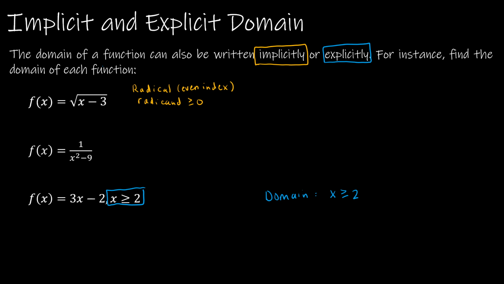So how am I going to determine the domain? I'm going to take the radicand, which is x minus 3, and say that has to be greater than or equal to 0. I'm going to add 3 to each side to get x is greater than or equal to 3, and that is the domain.